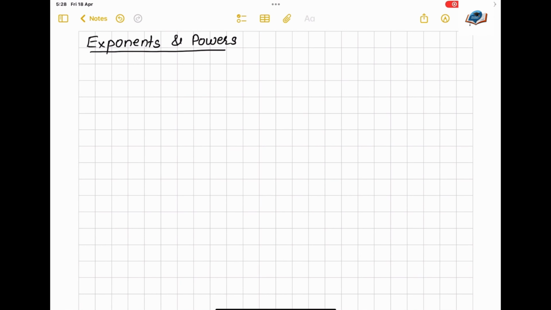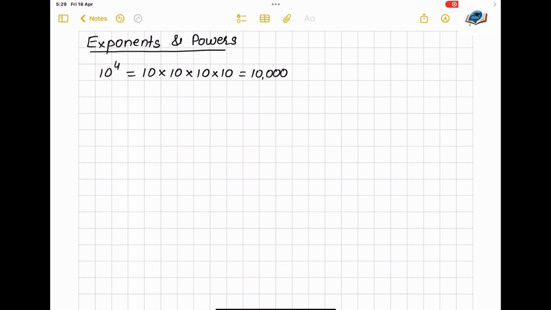Now, let us start with the new topic, that is exponents and power. So, let us revise what we have studied in the previous classes. Already we know that if 10 raised to 4 is given to us, we write it as 10 into 10 into 10 into 10. And the answer will be 10,000. 4 times I have to multiply 10.